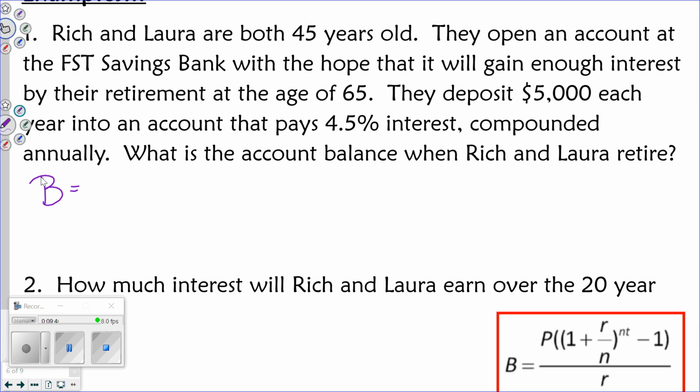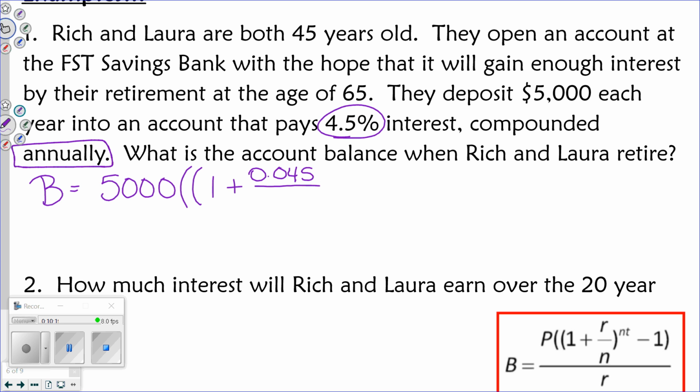All right, my principal amount, how much are they starting with? How much are they putting in every time? 5,000. So the principal in this case is what they're actually putting in every single time. Then I have two parentheses. 1 plus my rate. Good, 0.045. Divided by n. How many times is this compounded? Once, because it says annually, so it's only once a year.